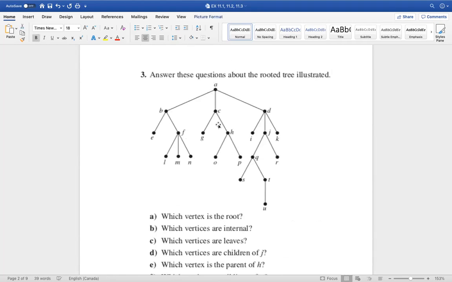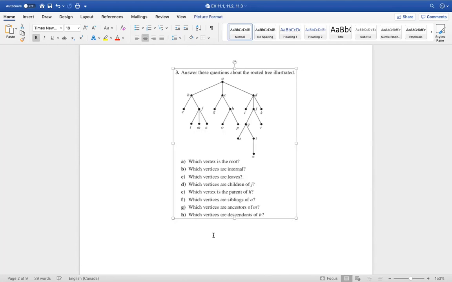So we have question number 3, part A. We have this tree here, and we have to find out different things about the vertices. First, we have to find out which vertex is the root. The root vertex is basically the top one, the parent node. In this case, it is node A.